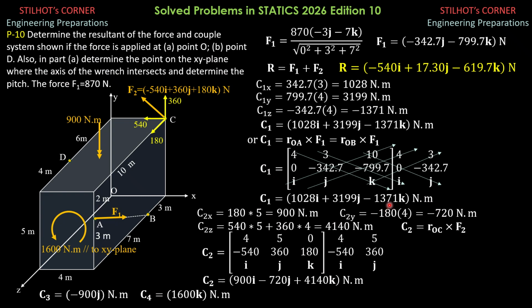Then for K, negative 1371K plus 4140K plus 1600K. Combining, we now have this resultant couple 1928I plus 1579J plus 4369K Newton meter. So for part B, point D, we will have that on the next slide.